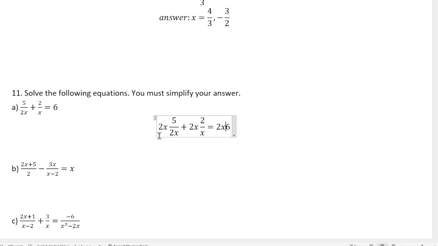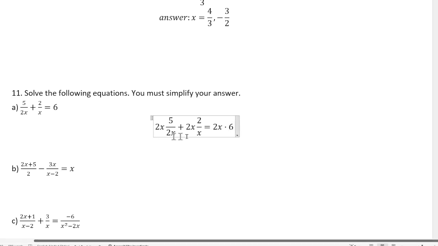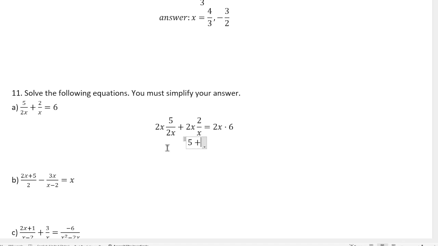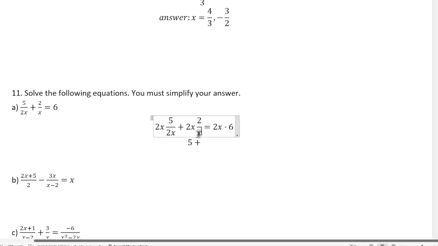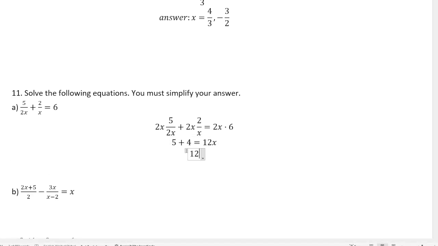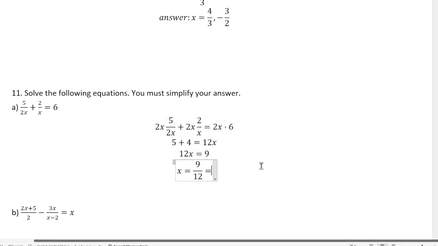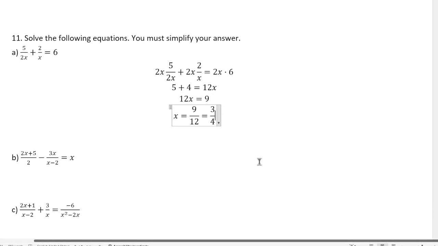So I'm multiplying 2x to this 6. 2x cancels, leaving you with just 5. x and x cancel, and that means you have 2 times 2, which is 4. And then when you multiply 6 to 2, that's 12x. Which means that 12x equals 9, and therefore x is equal to 9 over 12, and you should reduce if you can. Both top and bottom are divisible by 3, so it's 3 over 4. And that's the correct answer.